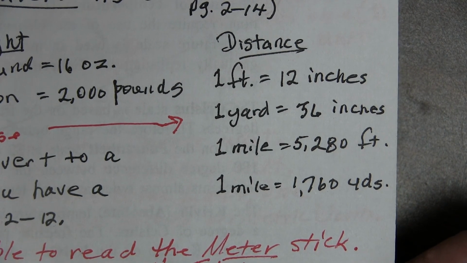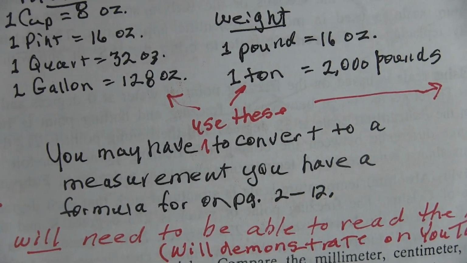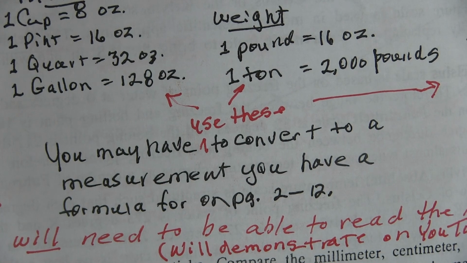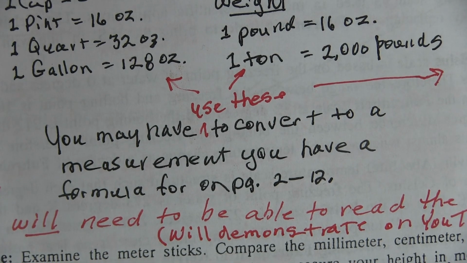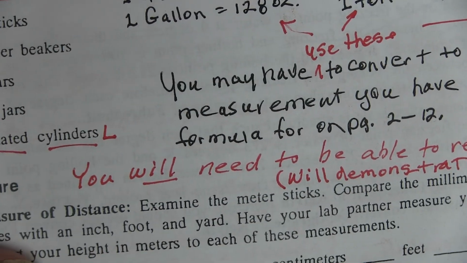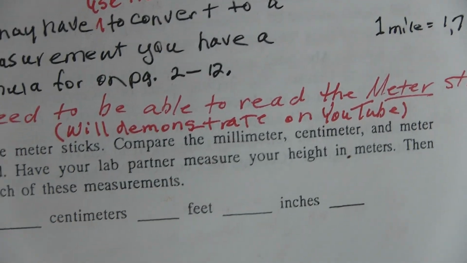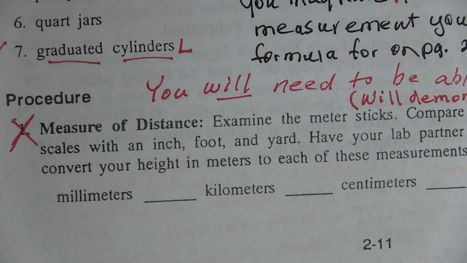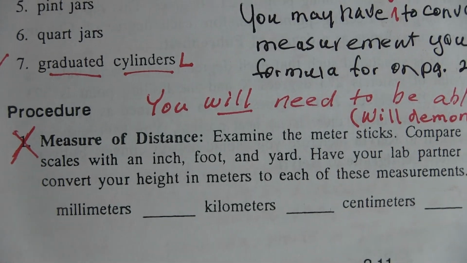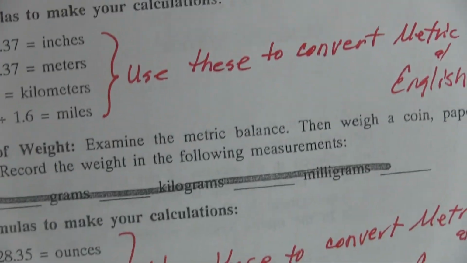Most of you probably know those, so you need to get those written down because you're going to need them later. And here's why right here. You may have to use those 3 sets of formulas there to convert to a measurement you have a formula for on page 2-12. We'll be addressing that. And you will need to be able to read the meter stick, and I'll be going over that. This procedure 1, you're not going to have a meter stick there, so you don't have to fill out those blanks, so that's why it's X'd out. So close your eyes so I won't give you a dizzy spell while I turn the page. So turn to page 2-12.